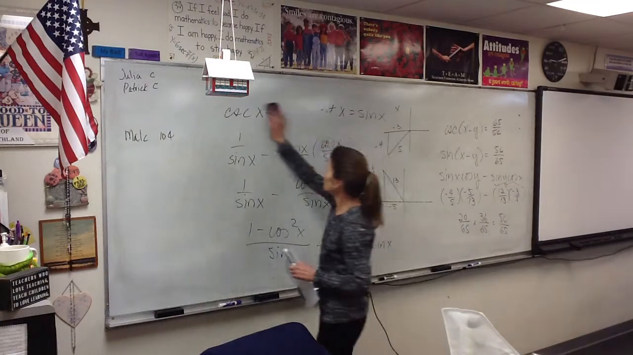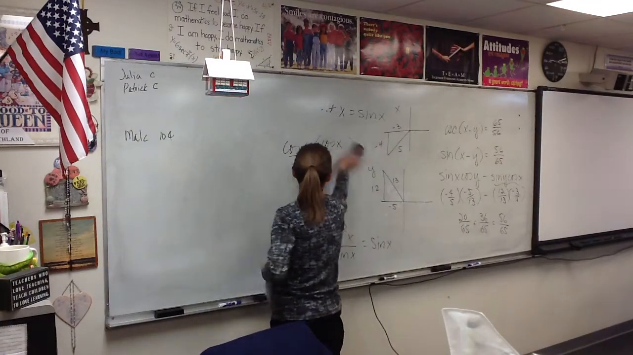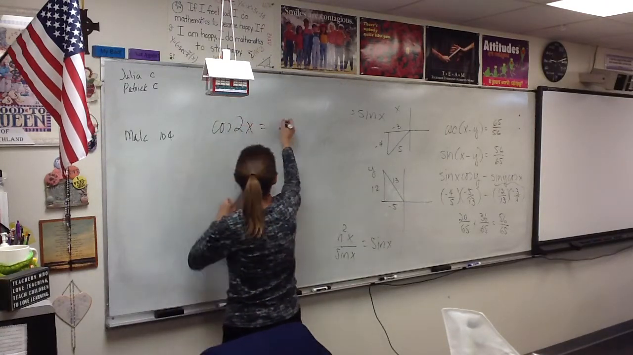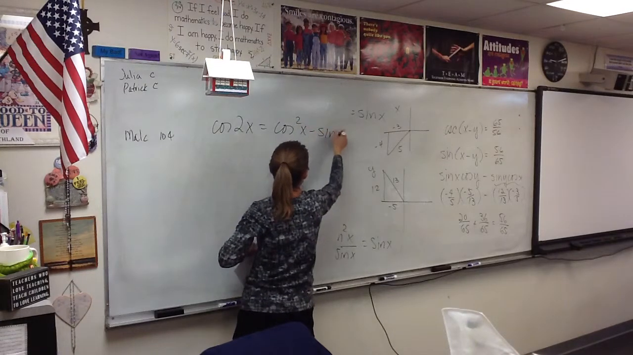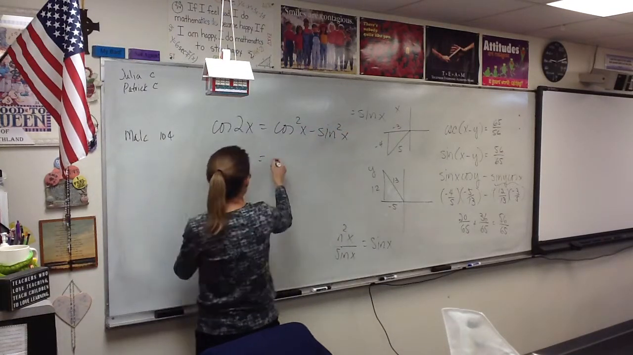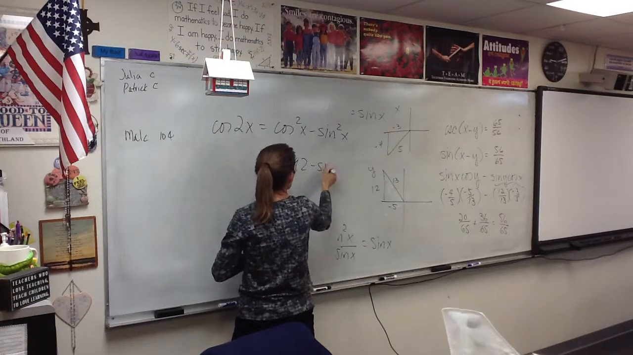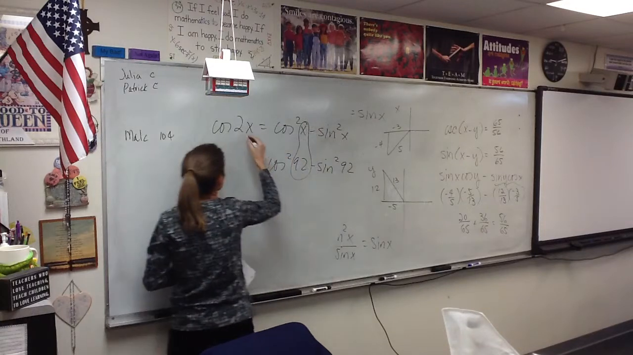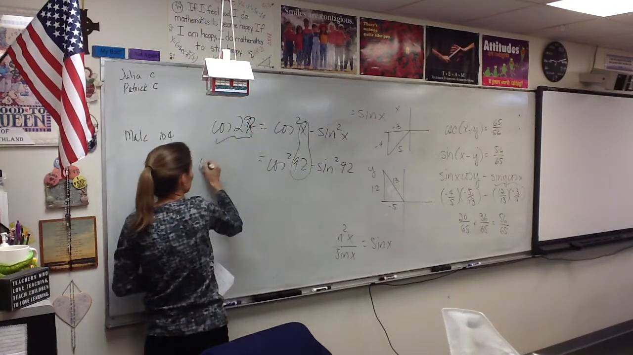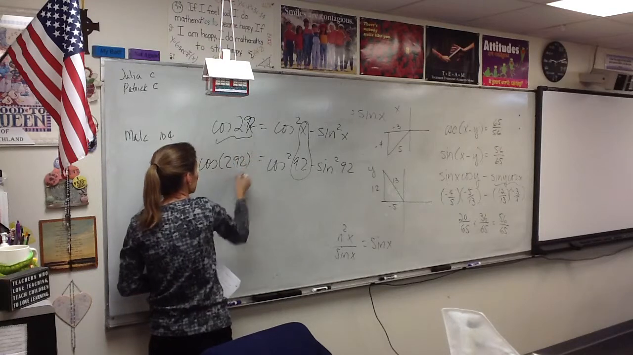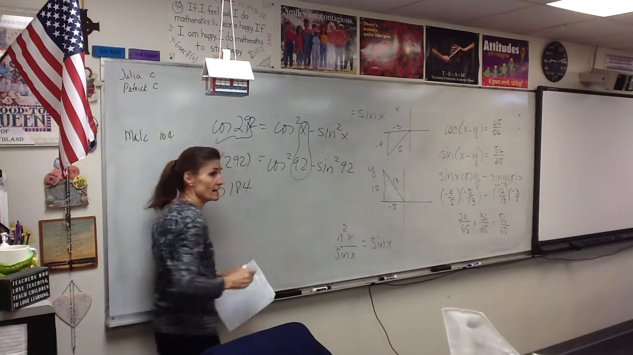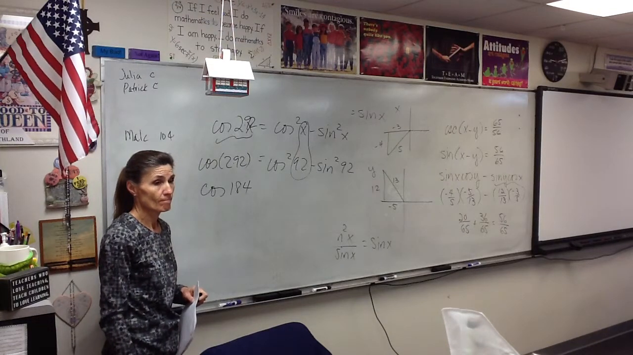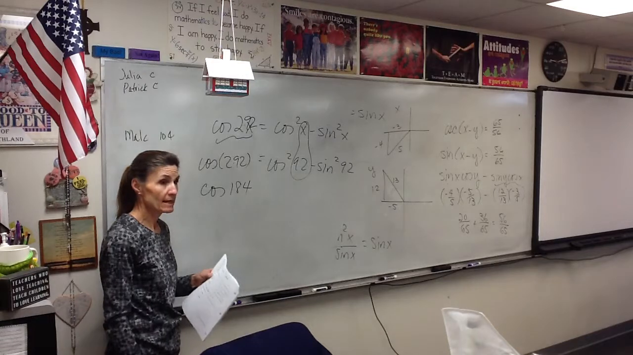Boys and girls, your formula says cosine 2x equals cosine squared minus sine squared. That's what the formula says. Your problem says cosine squared 92 minus sine squared 92, right? So x is 92. So this is a formula for the cosine of 2 times 92, or the cosine of 184. Number 2 was the half angle.